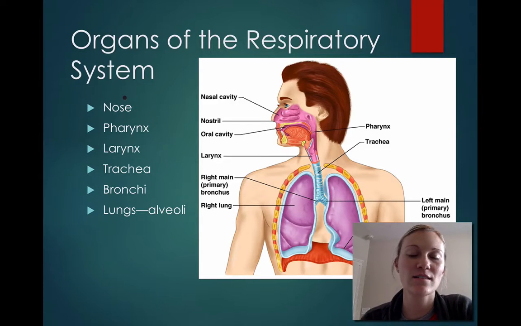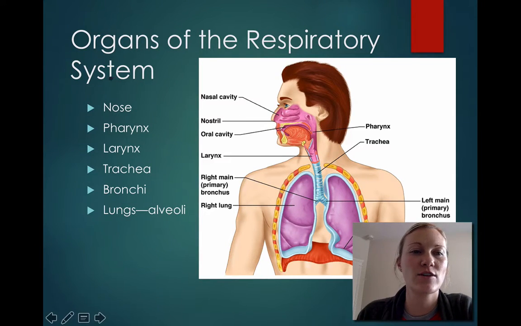Hey, this is Mrs. Reichelt, and this next video is going to go into the different organs of the respiratory system. So we're not going to talk specifically about the physiology yet. We're just going to get into the organs. The first one we're going to go through is the nose, the pharynx, the larynx, the trachea, the bronchi, and then lastly the lungs.